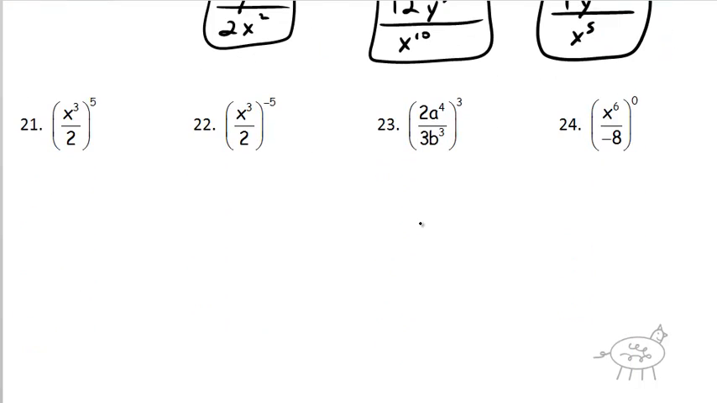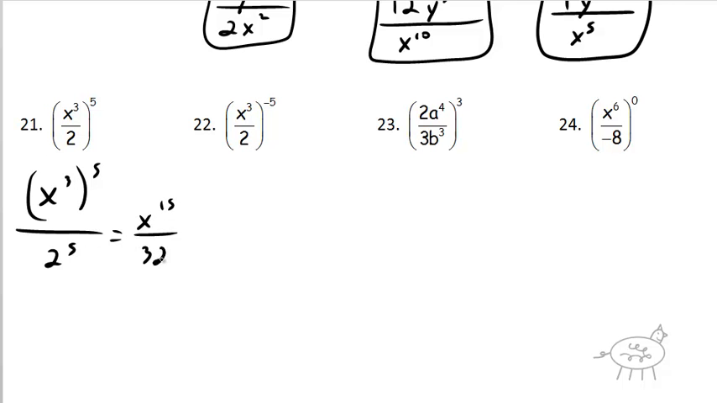Number 21, everything gets raised to the 5th power, so it's x cubed to the 5th power, 2 to the 5th power. So 3 times 5 is 15, x to the 15th, over 2 to the 5th power, which is 32. That's your answer.